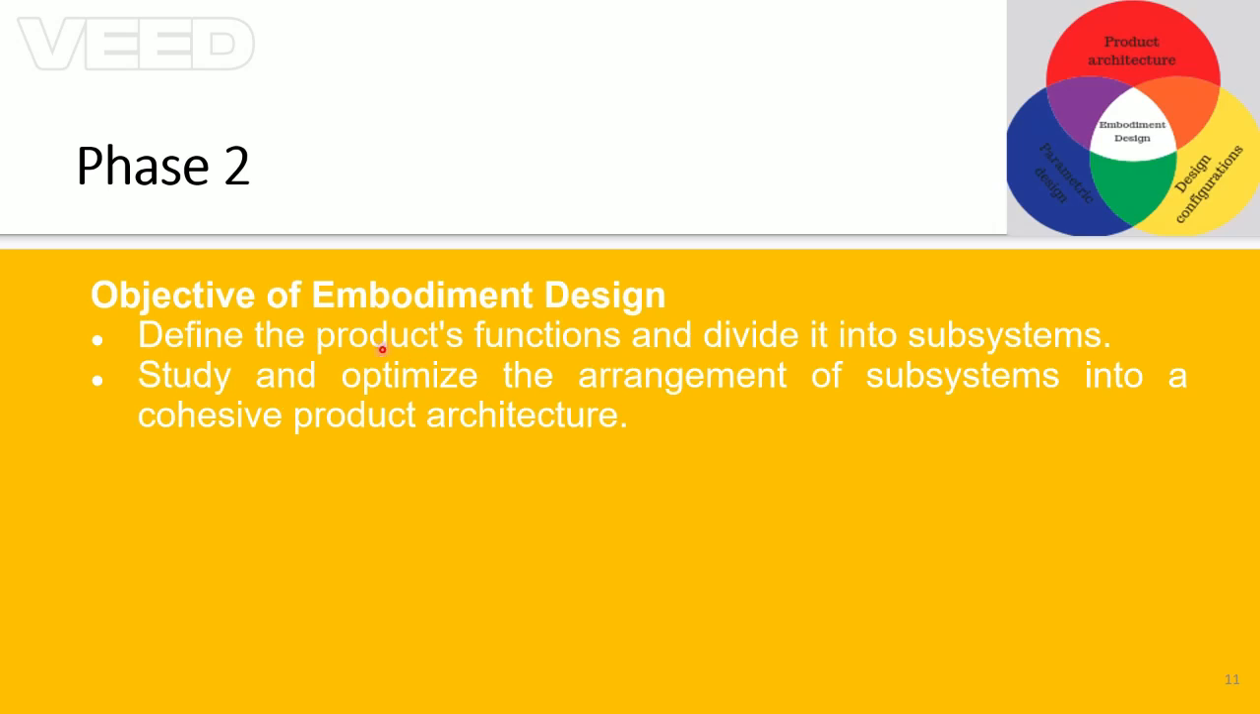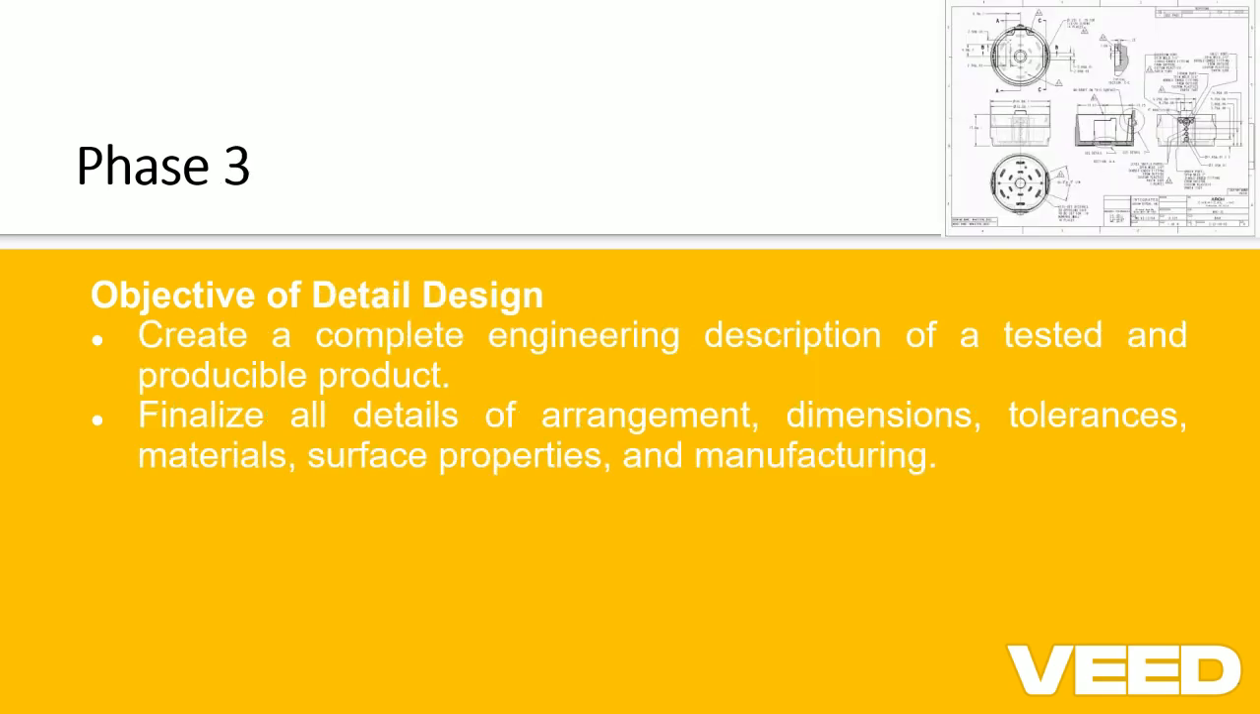In phase two, your product PDS has been set. Now you can go for embodiment design. You have to define the product's functions and divide it into subsystems. Then you study and optimize the arrangement of the subsystems so that they work cohesively to deliver the functionality of the product. Then you move to phase three.